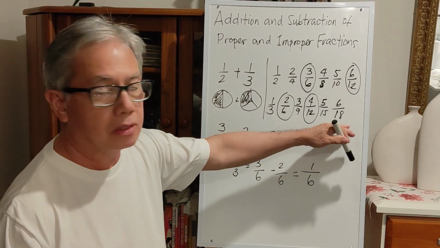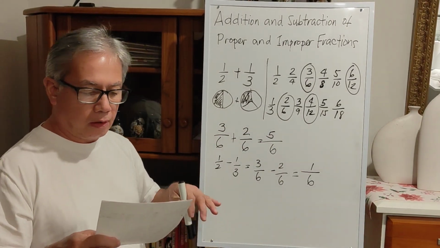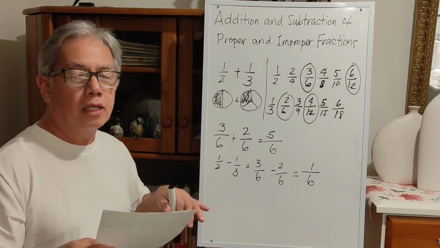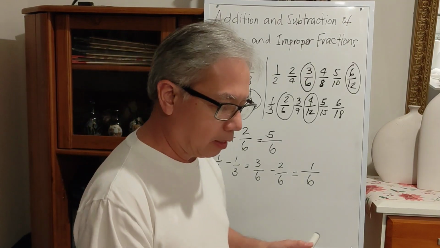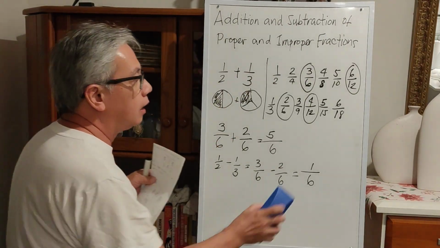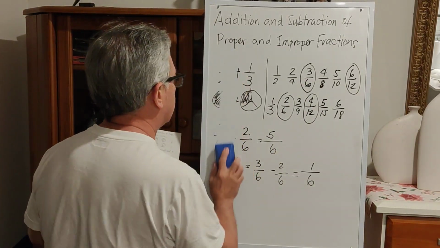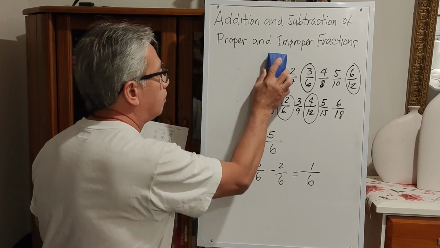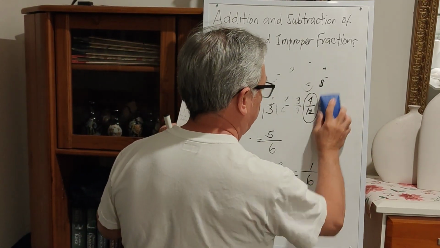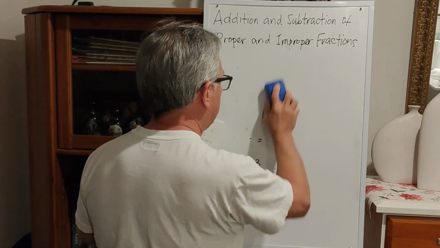it would be tedious to be writing all the equivalent fractions, so we find a shortcut on finding the equivalent fraction. So let's get another example. It's a different one this time.